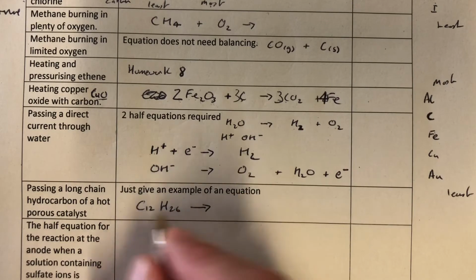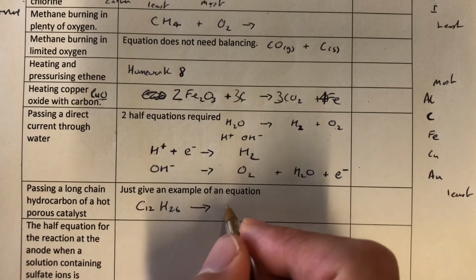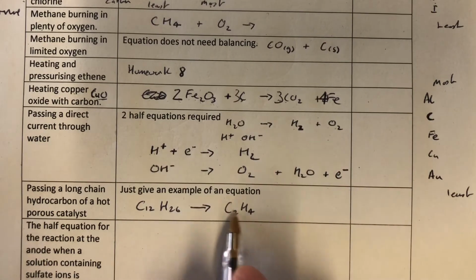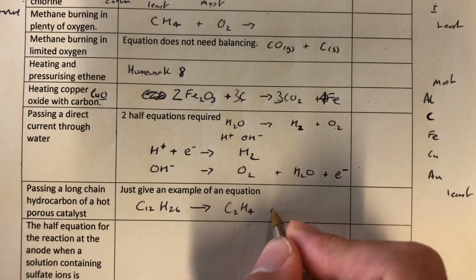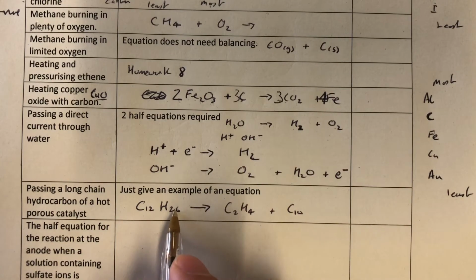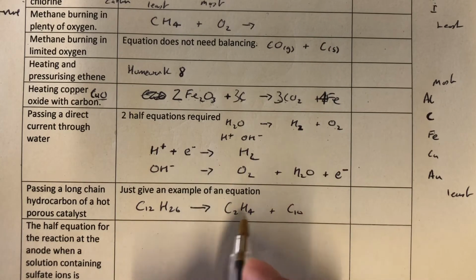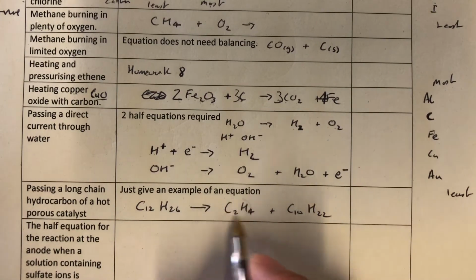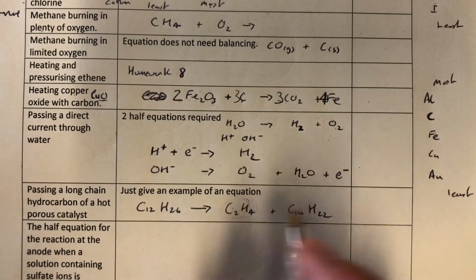So there's no other reactants. Let's just say it makes a C2H4 molecule, that's the alkene. And then we just need to take those away from this. So that's going to be C10, because 12 minus 2 is 10. 26 minus 4 is going to be 22, so C10H22. Do get the formulae of an alkene right. Don't just make that up, obviously. That's just an example of cracking.